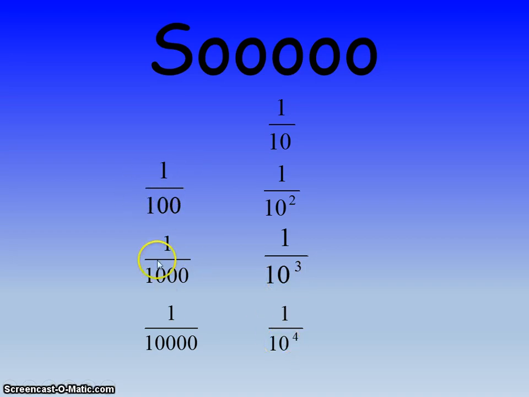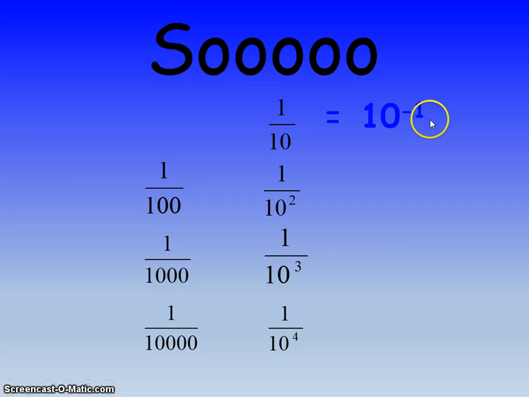Noticing these fractions over here. So 100 is still 10 squared, 1,000 is still 10 cubed, 10,000 is still 10 to the 4th. All right, but we don't write them like this. Well, we can, but in scientific notation, we actually write it a different way with negative exponents. Okay, 1 over 10 is 10 to the negative 1st.